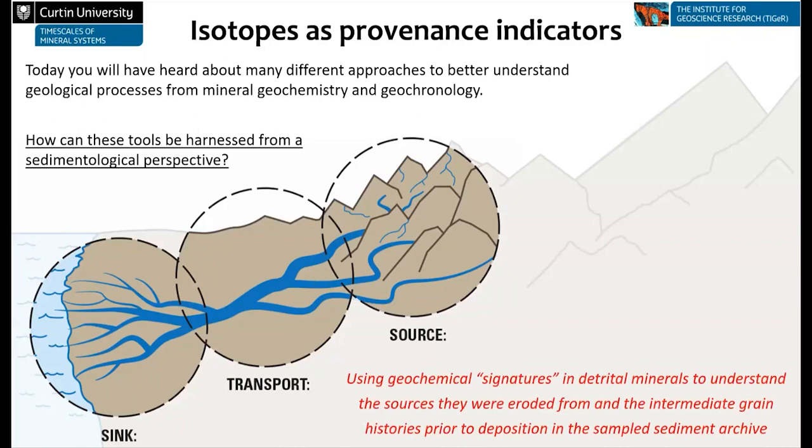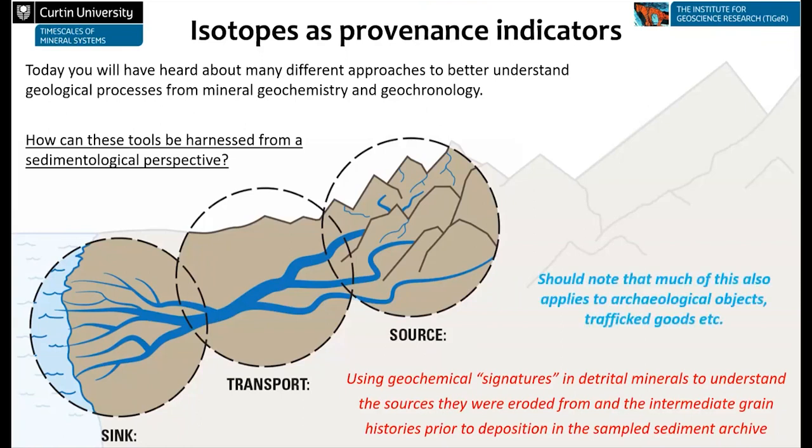It's all about using some of those geochemical signatures in detrital mineral phases. We could even touch on authigenic mineral phases, so they're growing within the sediments themselves, to better understand something about sediment sources or intermediate grain history, so how they've gone from the source to the sink that you're analysing them in, to have a better, more complete understanding of not just sedimentary processes, but we'll show how that can relate to deeper time Earth processes as well.